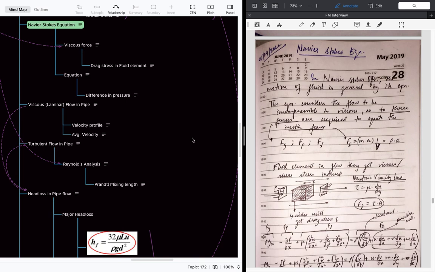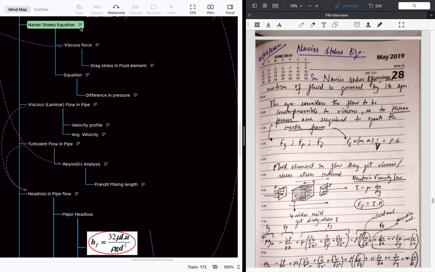So in fluid dynamics, the important equation is the Navier Stokes equation. This Navier Stokes equation is basically the governing equation for the motion of the fluid. The equation considers the fluid to be incompressible and viscous, that means the viscosity is non-zero. Three forces are required to equate to the inertia force. The three forces which are necessary to make the fluid move, or to overcome the inertia of the fluid, are gravitational force, pressure force, and the kinetic energy force.